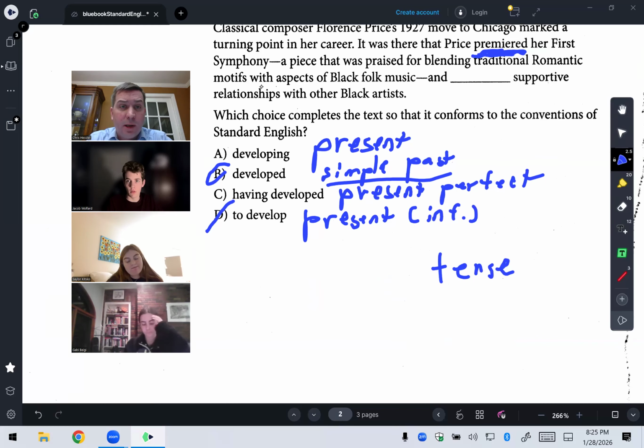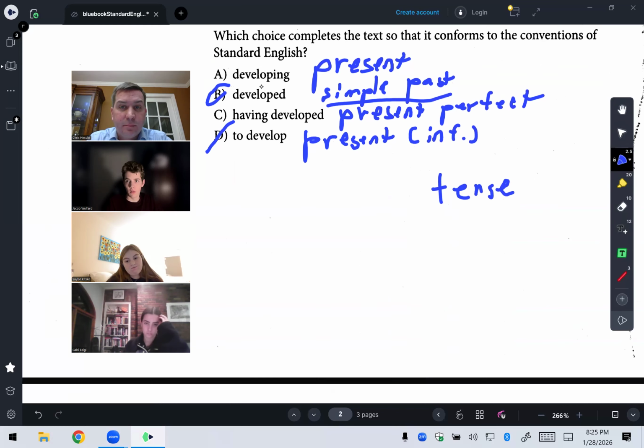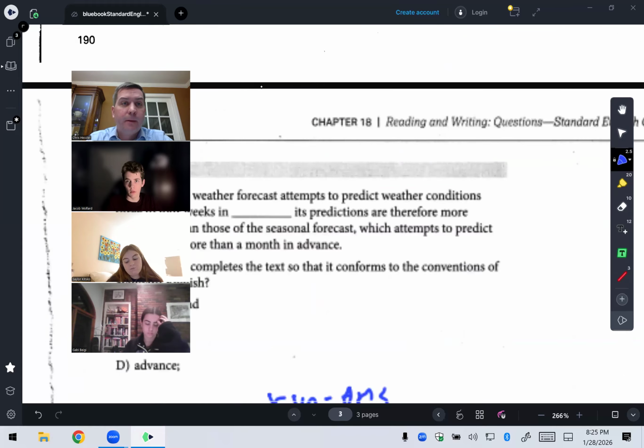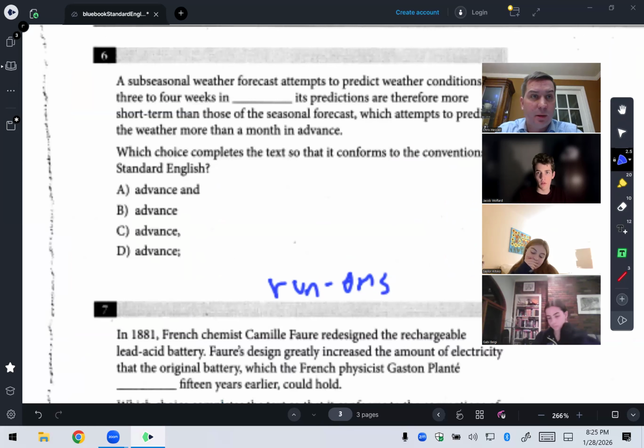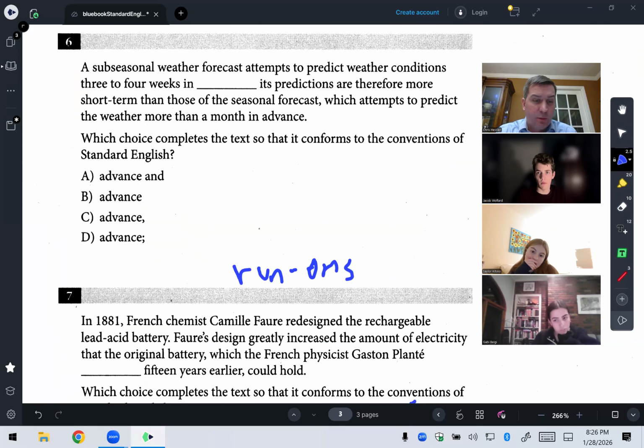All right, I'm going to keep going. It can't be present. That would be weird. All right, couple more and we're out of here on time. I'm going to do my best. I really am going to try. All right, they're testing us on run-ons. They always give us both kinds of run-on.